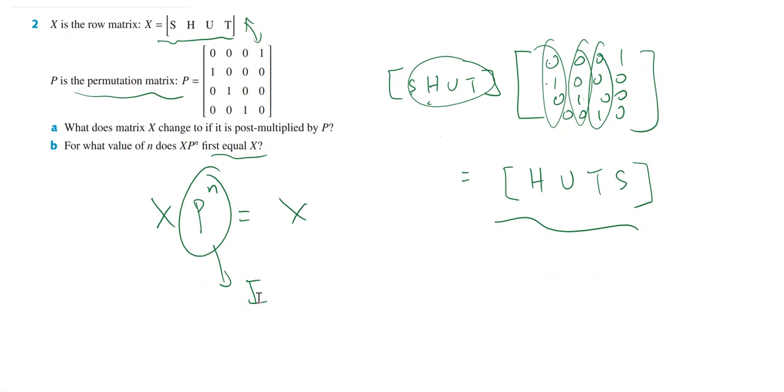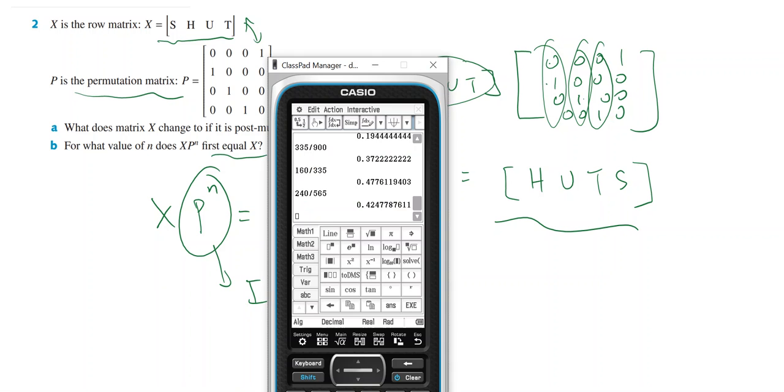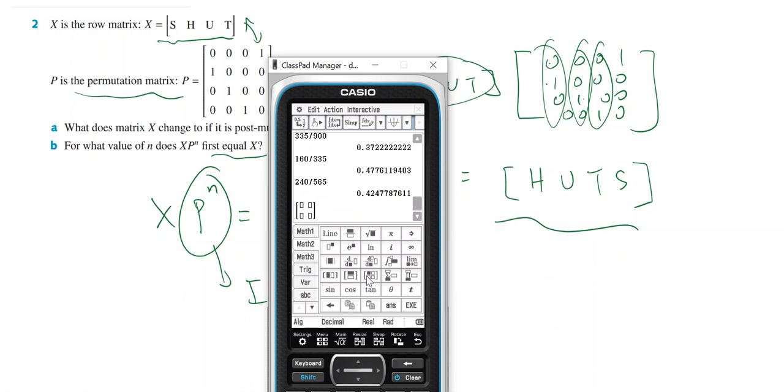So what you're going to do is try different powers to see which one will give me back the identity matrix. Because I know once it turns to the identity matrix, when I multiply by the x matrix, it will just be x, so it doesn't do anything, essentially. So I'm going to try power 2.